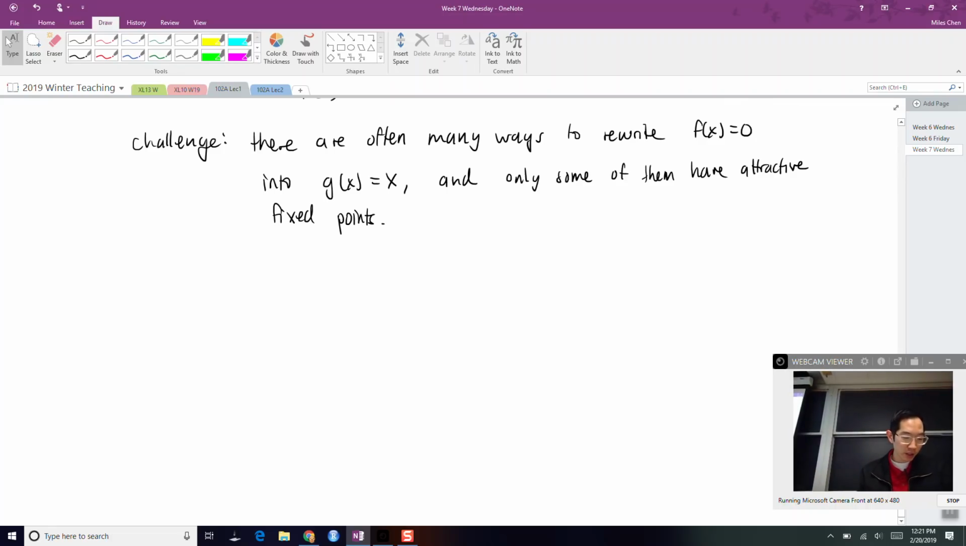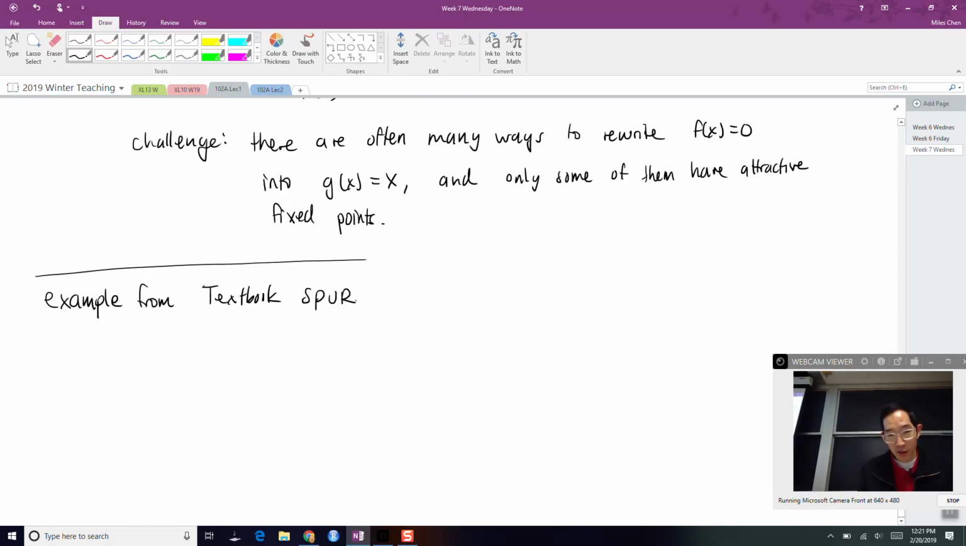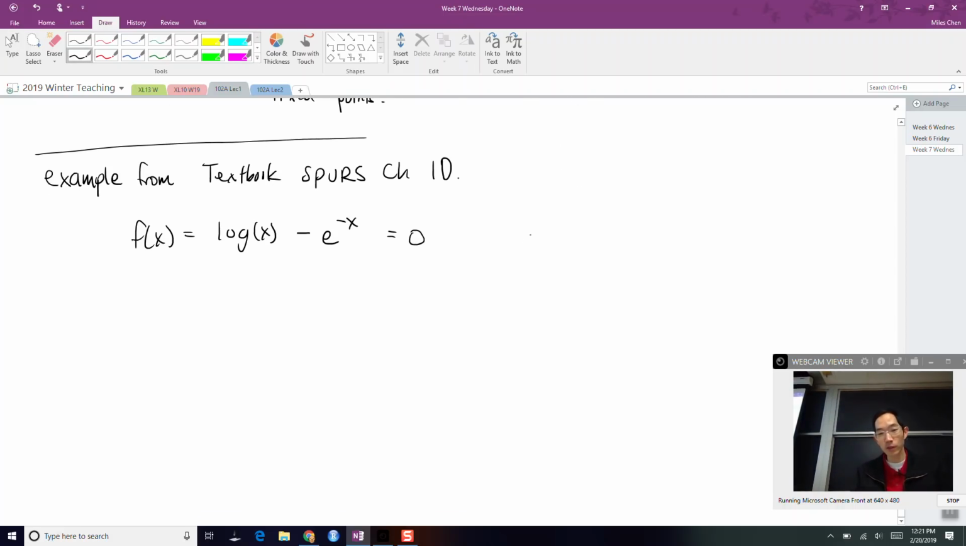All right, so here's an example from the textbook. This is Spurs chapter 10. So we've got f of x equal to log of x minus e to the negative x, okay? And we want to solve for roots, so we're going to set it equal to 0. We want the roots of f of x.